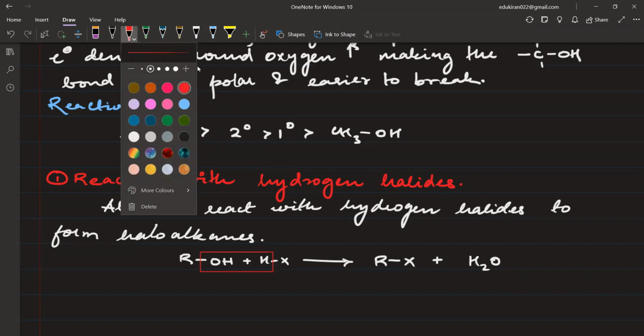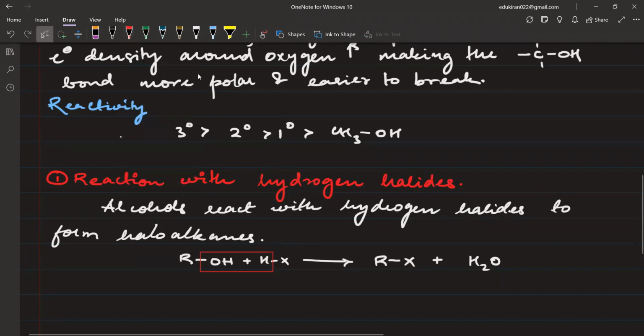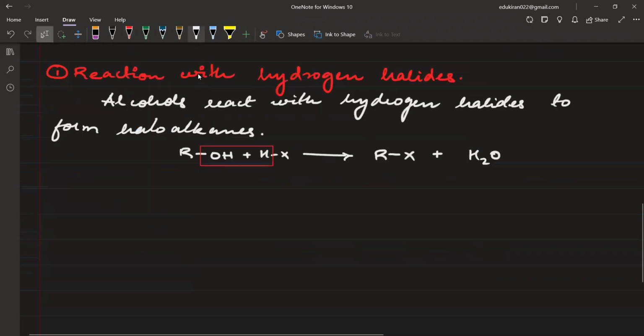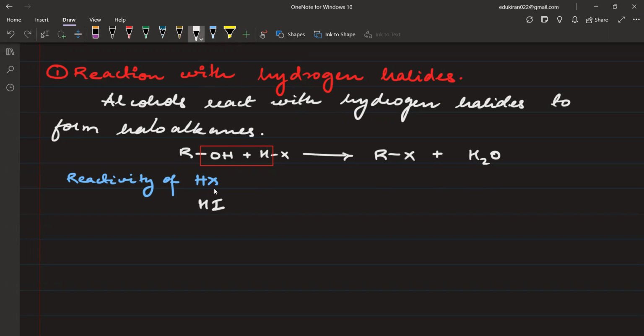Right. First point is regarding the reactivity of HX. Please write reactivity of HX. How different hydrogen halides react with it. So HI is fastest because the bond between hydrogen and iodine is longest. It is easier to break. HI is fastest, followed by HBr, followed by HCl. And HF is not very reactive here.